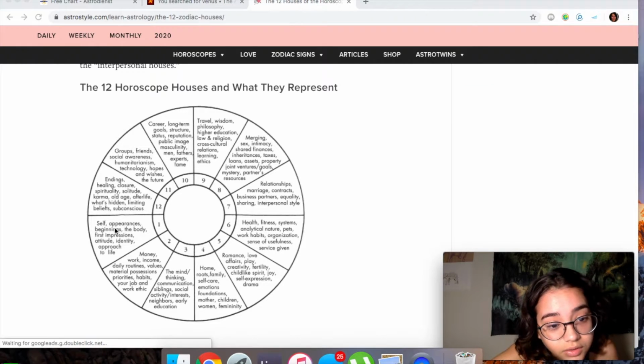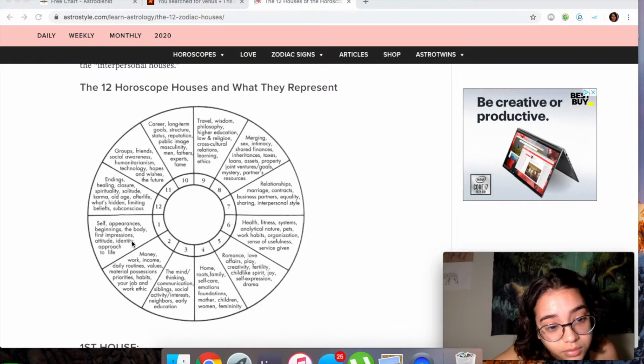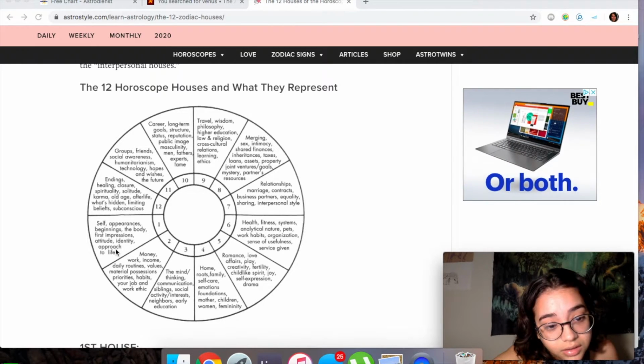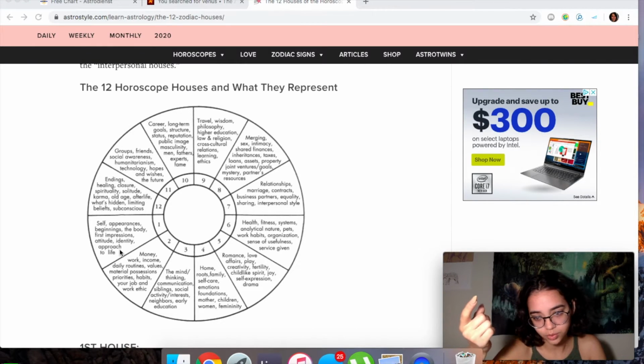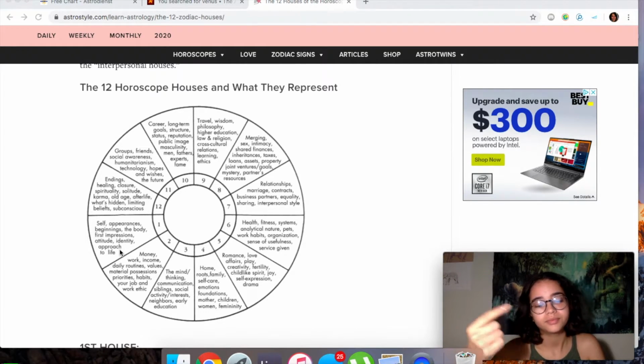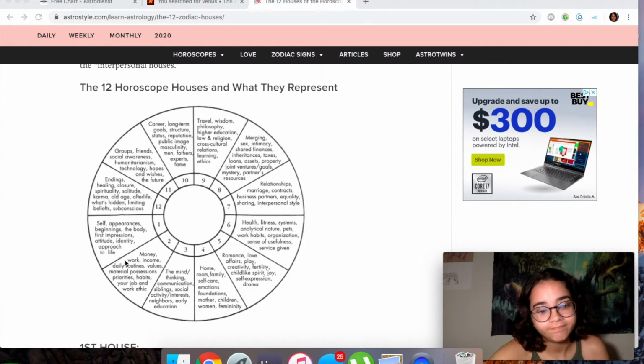So the first house is self, appearances, beginnings, the body, first impressions, attitude, identity, approach to life. First house, number 1, the start. The leader, Aries, first sign.